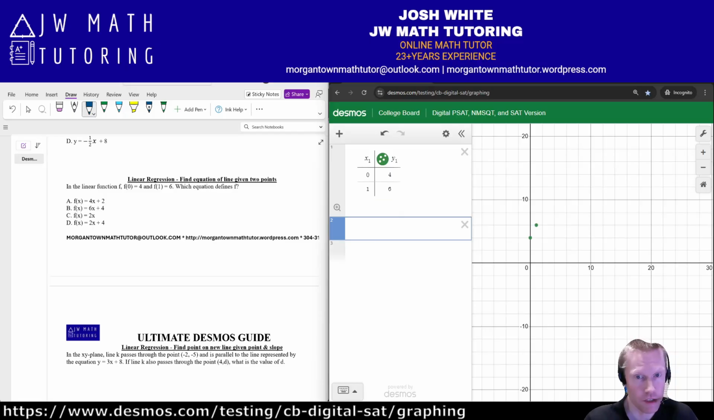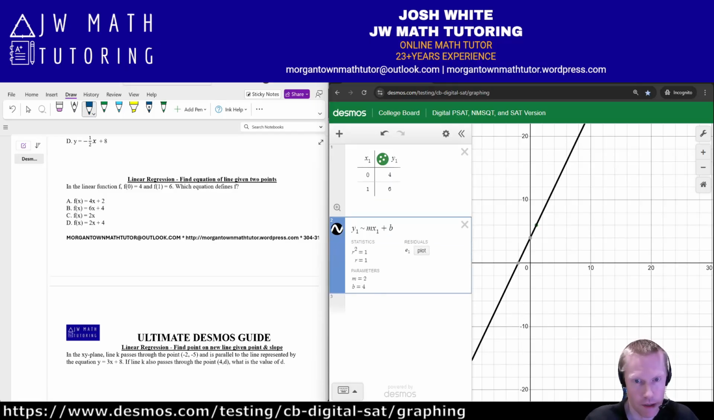And they want to know what's the equation that defines it. So now, again, I can just do linear regression. Okay, my slope is 2, my y-intercept is 4, so it looks like the correct answer to this one is going to be letter D.